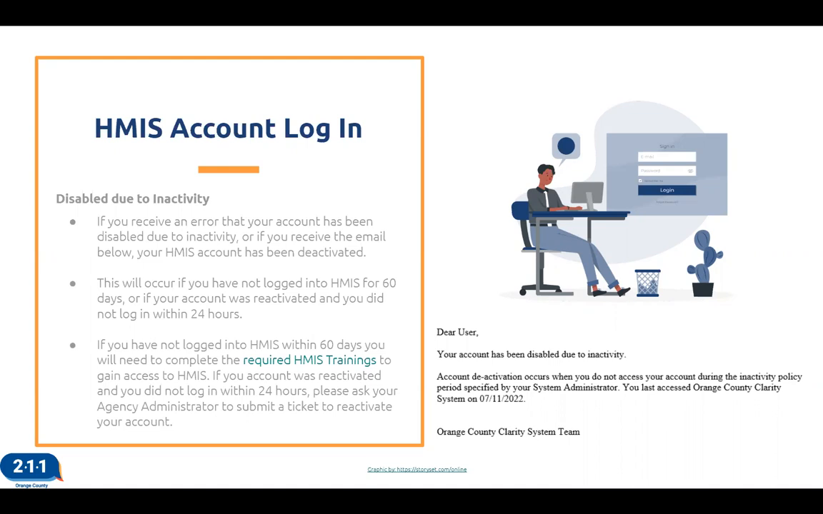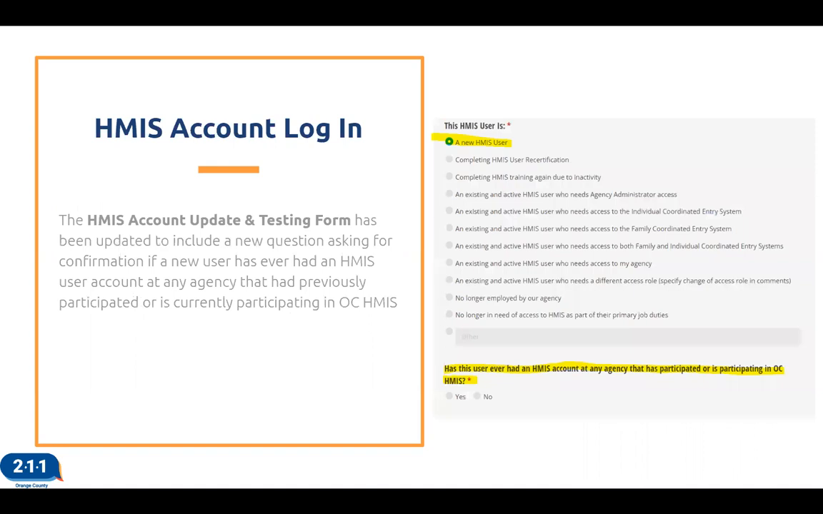Next slide, please. And then there's been a revision or an updated field added to the HMIS account update and testing form. As you can see on the right side of the screen here, the account update and testing form has been updated to include a new question asking for confirmation if a new user has ever had an HMIS user account with another agency that had previously participated or that is currently participating in Orange County HMIS.